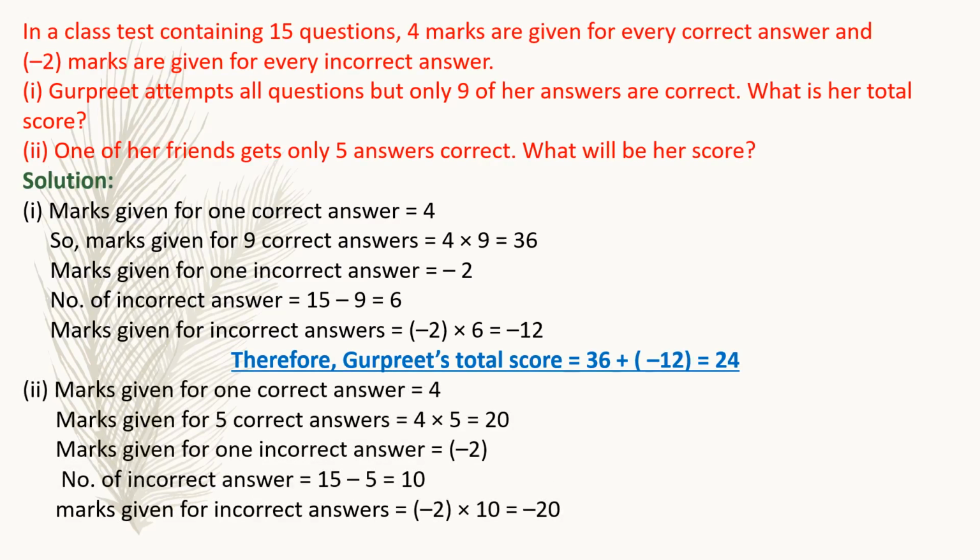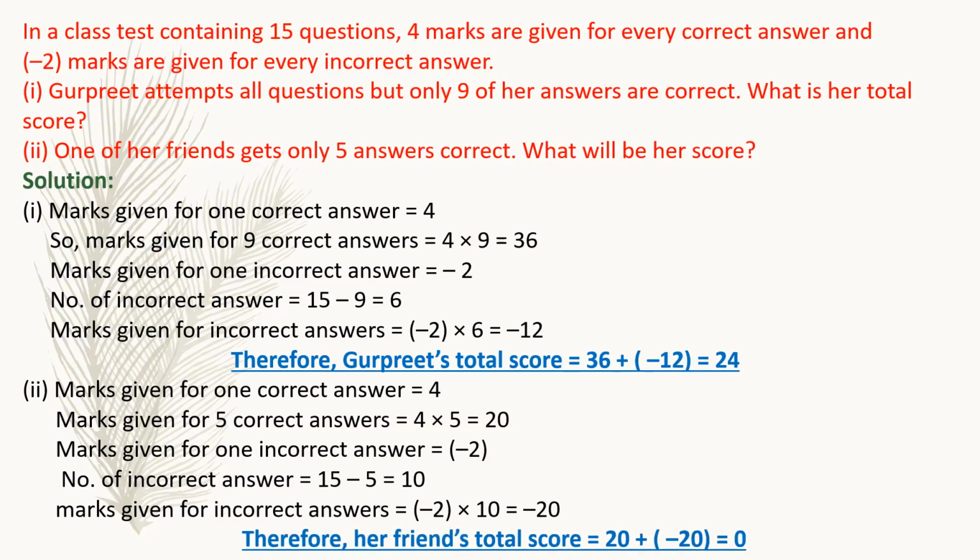In the second part, we have to find the score of her friend, who gets only 5 answers correct. So the same procedure we will follow, and we can find the answer. And her friend's total score is 0, right?